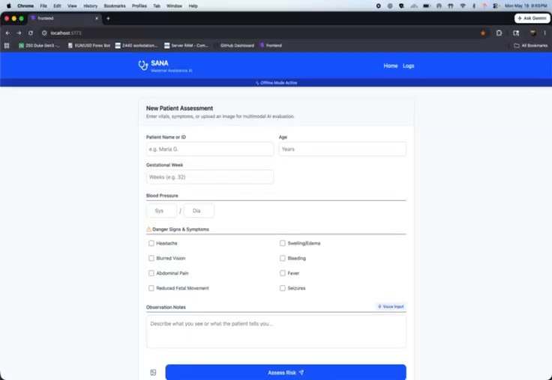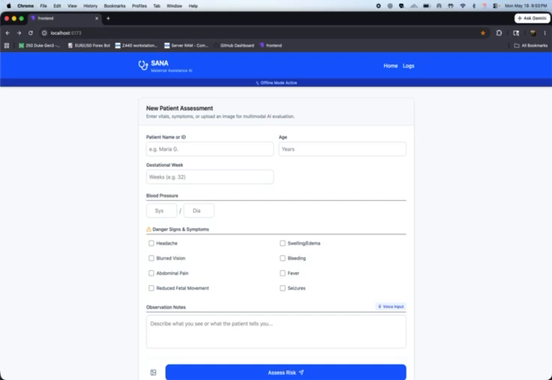So this is Sana, a symbiotic AI for neonatal and maternal assistance. Our project is a web-based health prototype of an offline-first AI assistant for community health workers. The goal is to help them identify maternal risk, generate referral guidance, and save patient records in low connectivity settings.